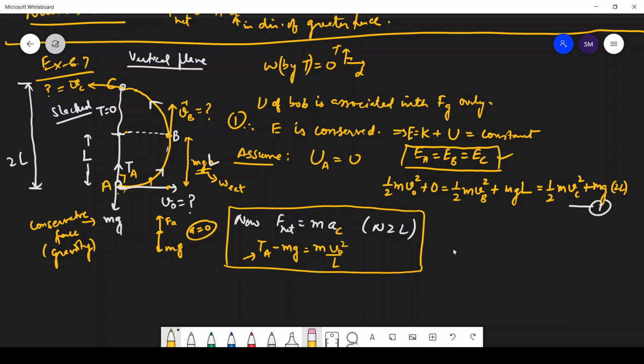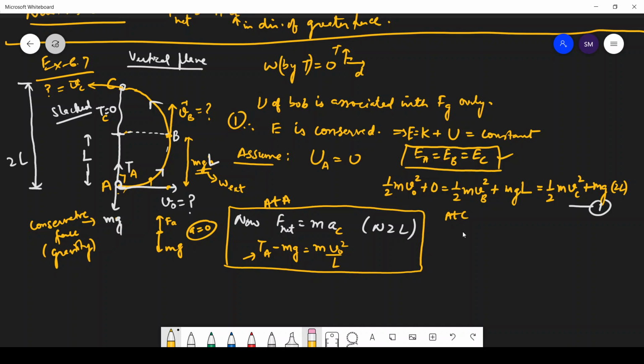Now, I have one good thing here, that this TC is 0 because this is slack, so TC is 0. So let me use this. So this was at point A. Now what will be at C?